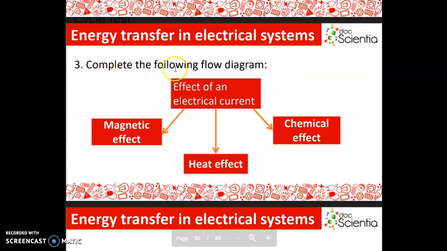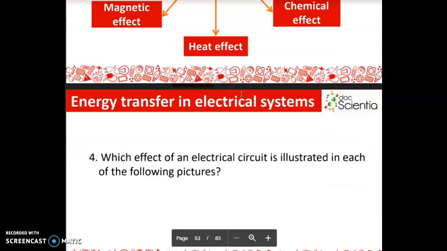Number 3, complete the following flow in the diagram. So the teacher will probably give you this effect of an electrical current. It has 3 different effects, and then you will just put in the name. So how many effects? There are 3 different effects for electrical current. What are they? A magnetic effect, heat effect, and chemical effect.